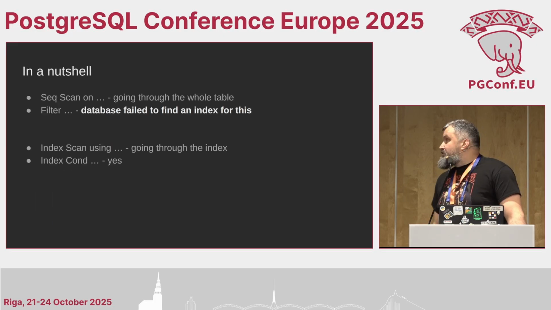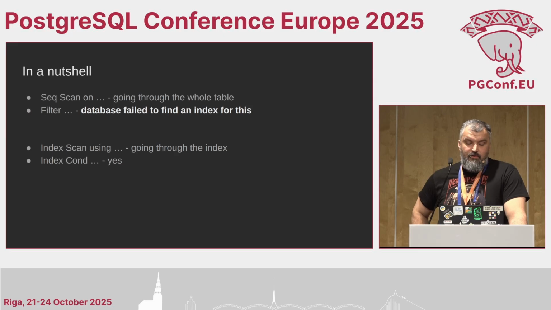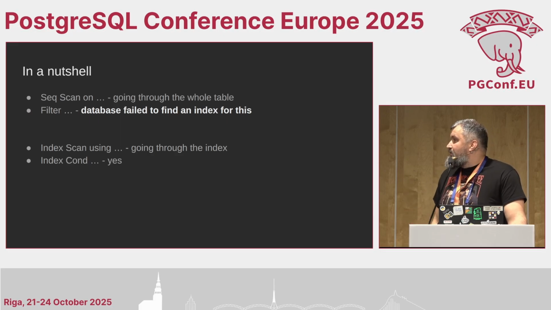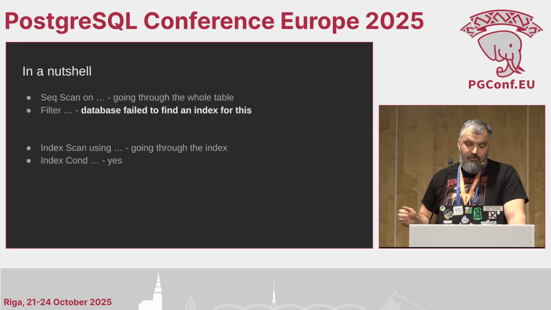So in a nutshell, whenever you see sequential scan on some table, this is going through doing a linear scan on a table, and then filter. Here the explain tries to tell you what kind of index the database is looking for, and if you see index scan using, it's oftentimes what we want, just going through the index.